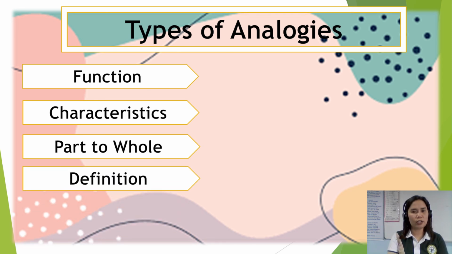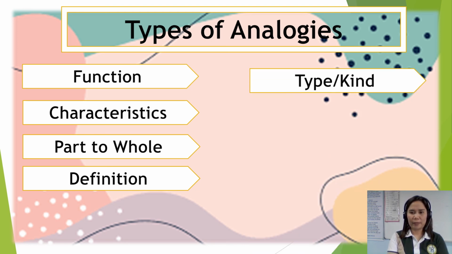All right, next, definition. Definition describes, defines or explains something or a subject matter. Like for example, an infant. By definition, an infant is a baby. A dog is a canine. Next, we have the type or kind. It is a category of people or things having common characteristics. Like for example, a hammer is a tool. A bee is a kind of insect.